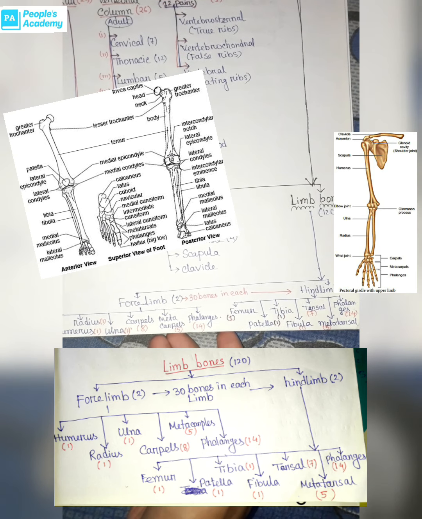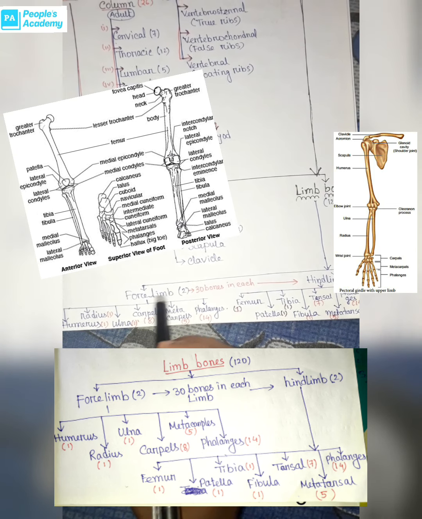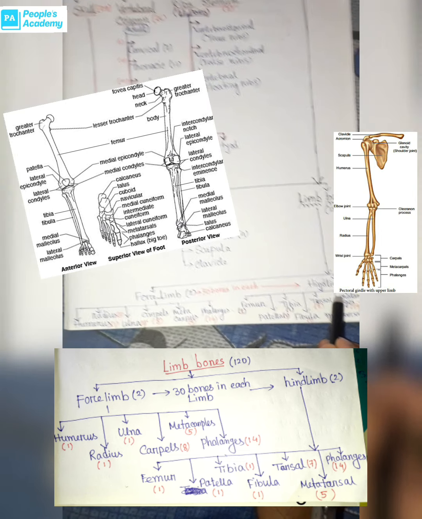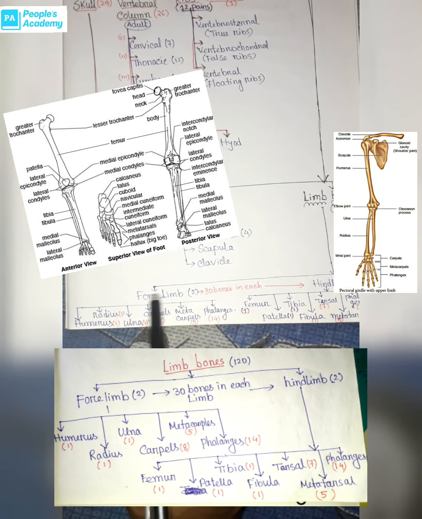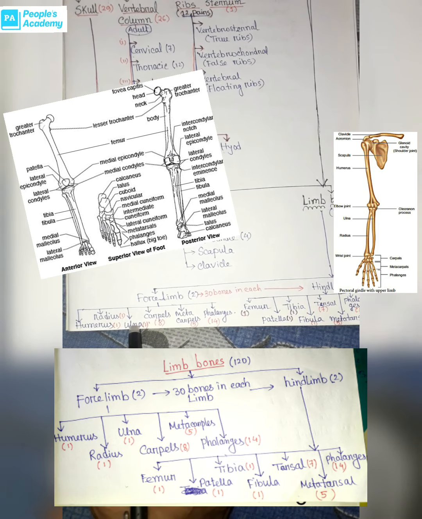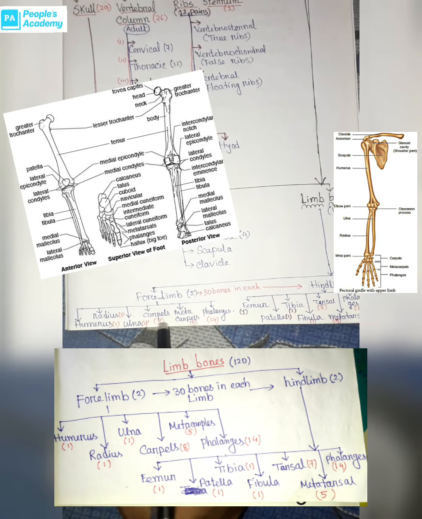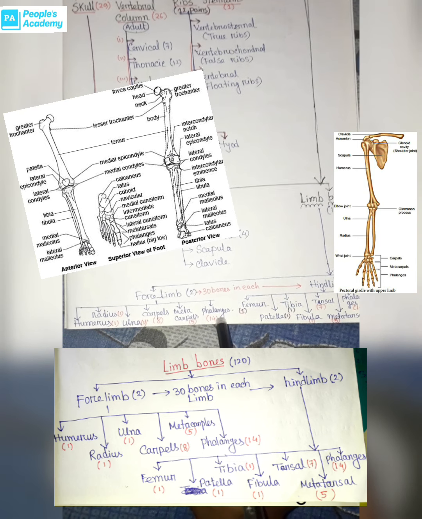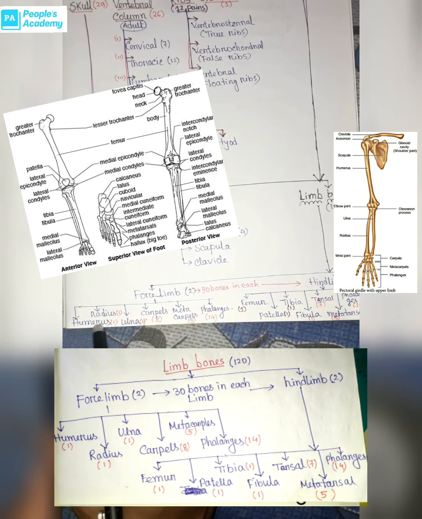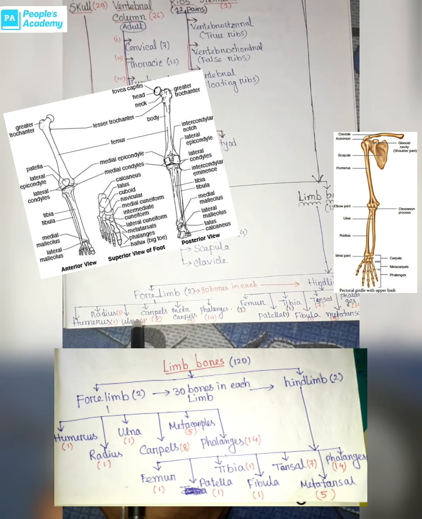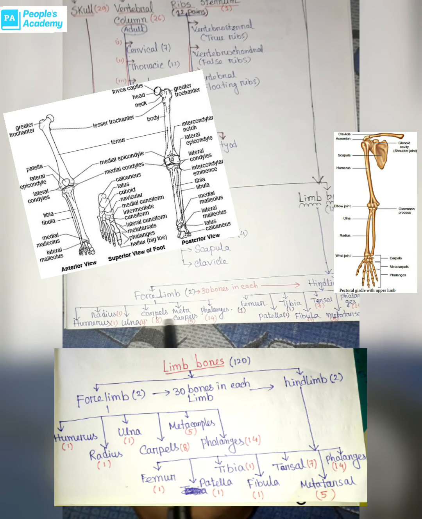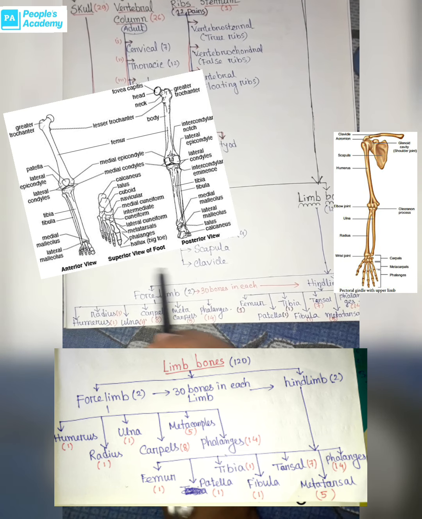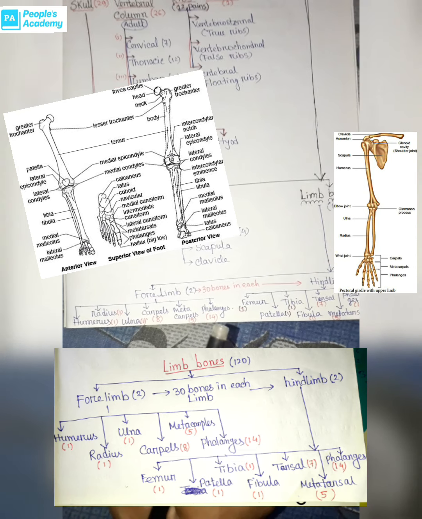There are six types of bones present in the forelimb and seven types of bones present in the hind limb. What are the six types of bones? Humerus, radius, ulna, carpals, eight carpals are present, metacarpals, five metacarpals are present, and phalanges, 14 phalanges are present. So one humerus, one radius, one ulna, eight carpals, five metacarpals, and 14 phalanges are present in the forelimb of each human hand.